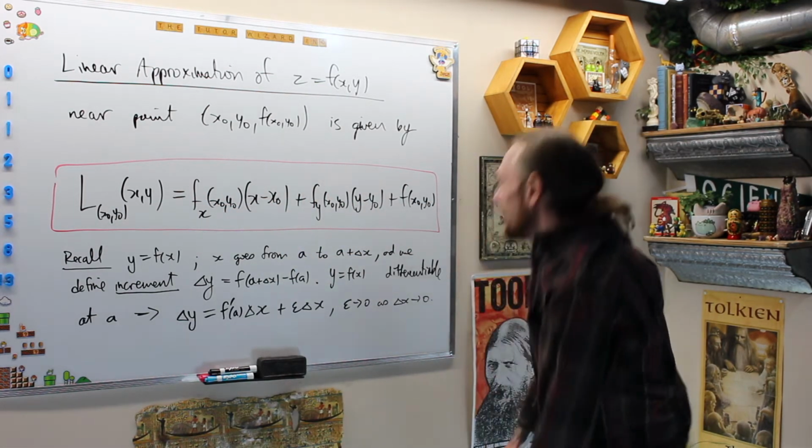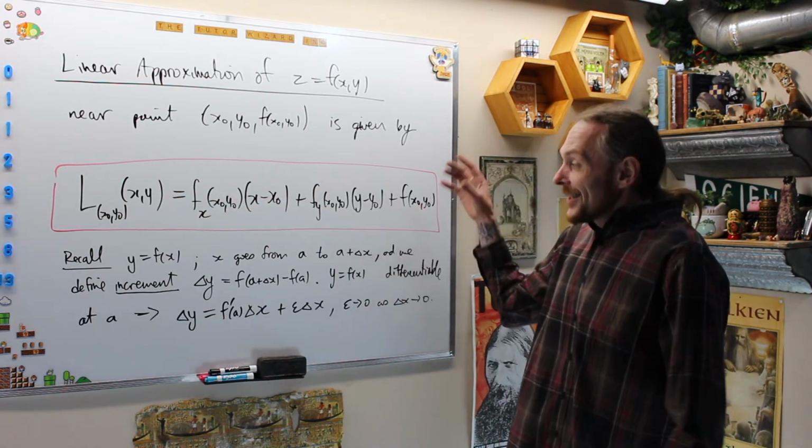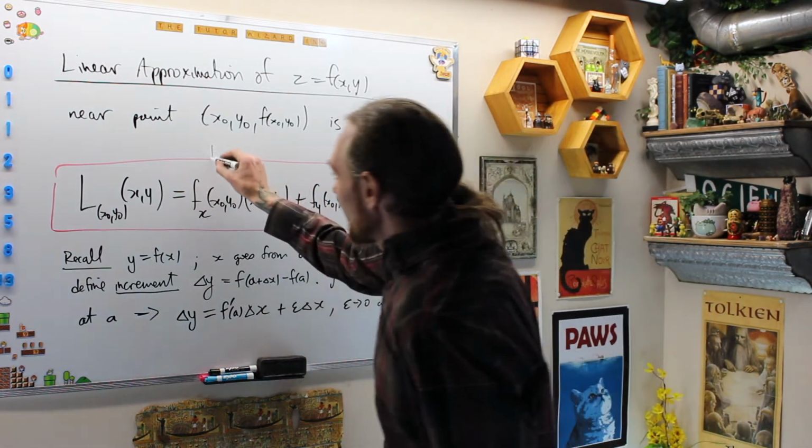This is a number. So all this is a linearization. This is the equation of the tangent plane. This is the tangent plane.